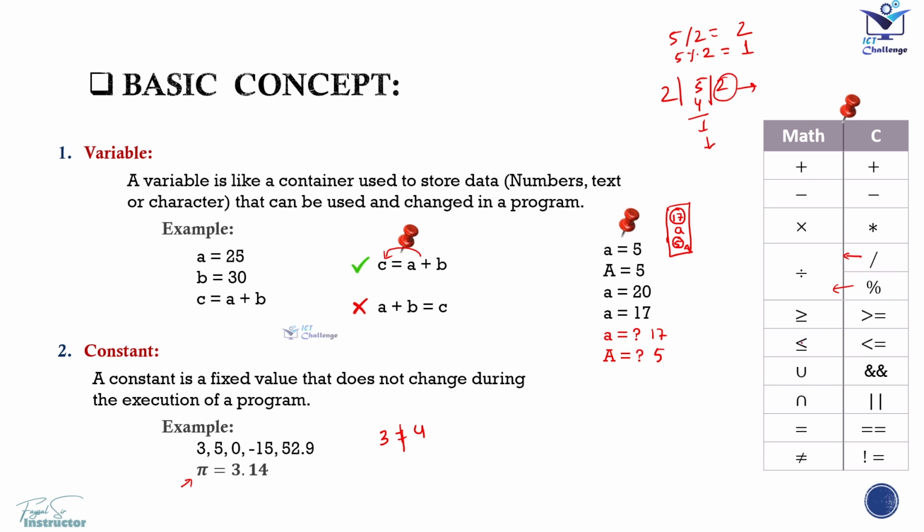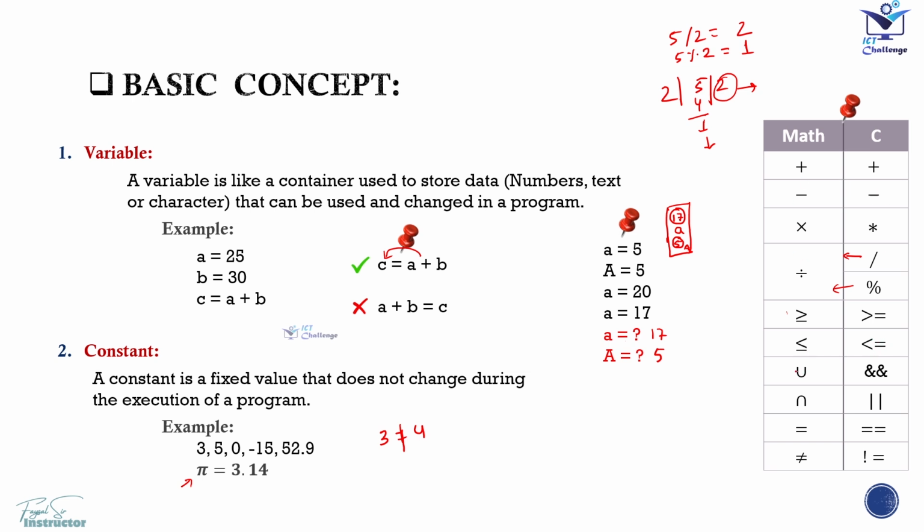Here in mathematics we write greater than or equal to, and in C programming we have to write it in a different way, like >=. You can write it one way in mathematics, whereas in C programming you have to write it differently. Also you have less than or equal to, where C programming is different from the mathematical form.